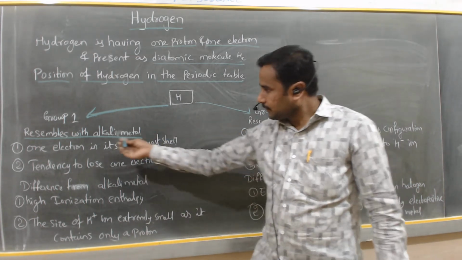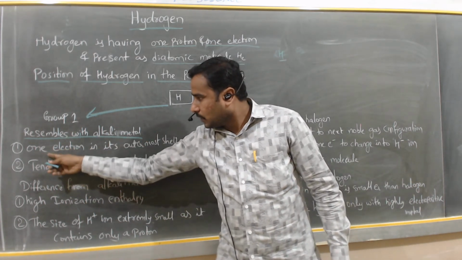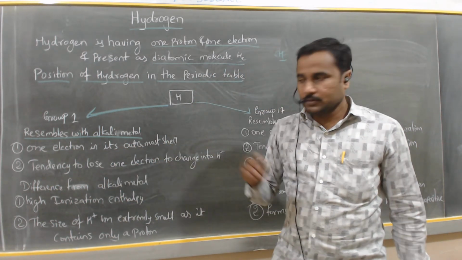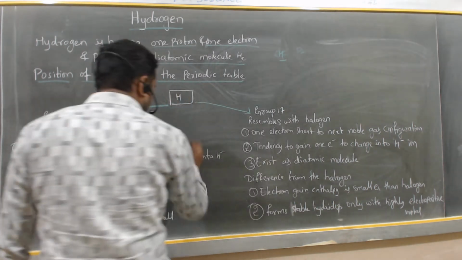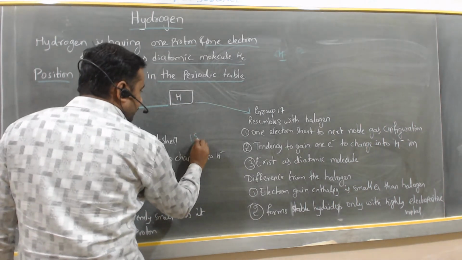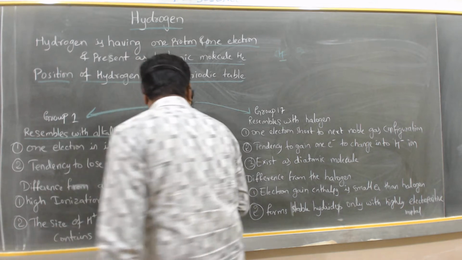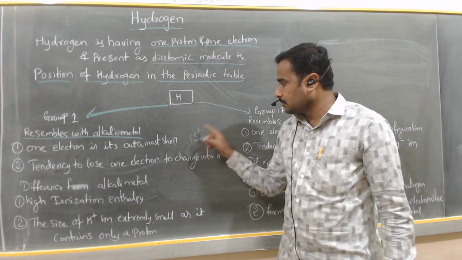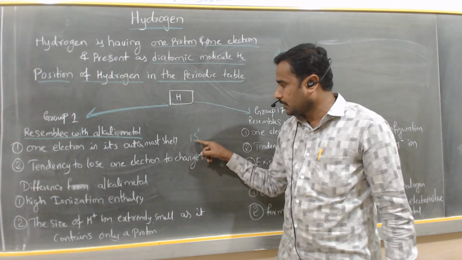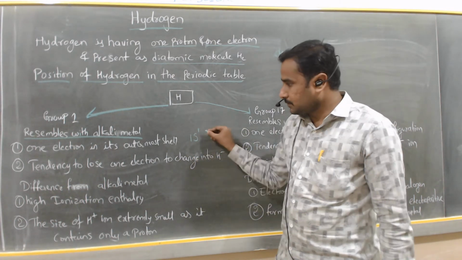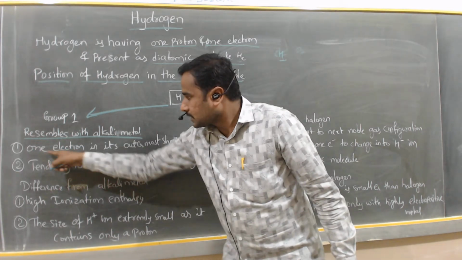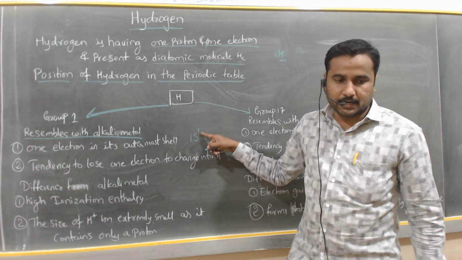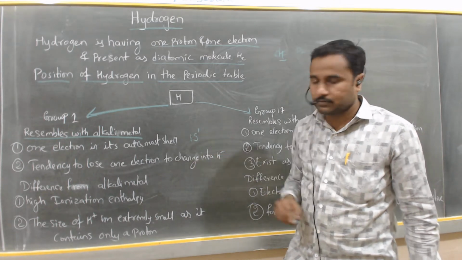The first point: one electron is in its outermost shell. If you write the electronic configuration of hydrogen, it will be 1s1. Why? The atomic number is 1, so it has only one electron, so the electronic configuration is 1s1. The group 1 elements have only one electron in their outermost shell, and hydrogen also has one electron in its outermost shell.